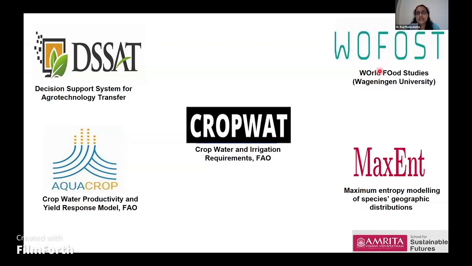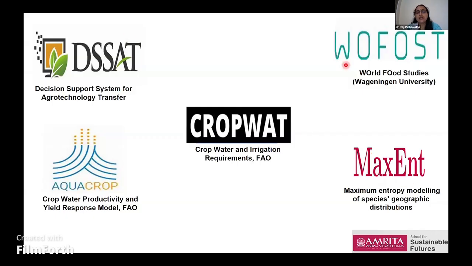Then compared to these listed four models, this is a bit different because this is a maximum entropy model, the Maxent model. This model will give you the spatial representation of which are the areas highly suitable for a particular crop or particular species. Okay, so if you are interested to use this model, for example, if you are testing for a rice crop, then this model will give you which are the areas in Indonesia or which are the areas in India highly suitable for the production of the rice crop, or which are the areas going to be highly affected because of the increase in the temperature. So this is a maximum entropy model.